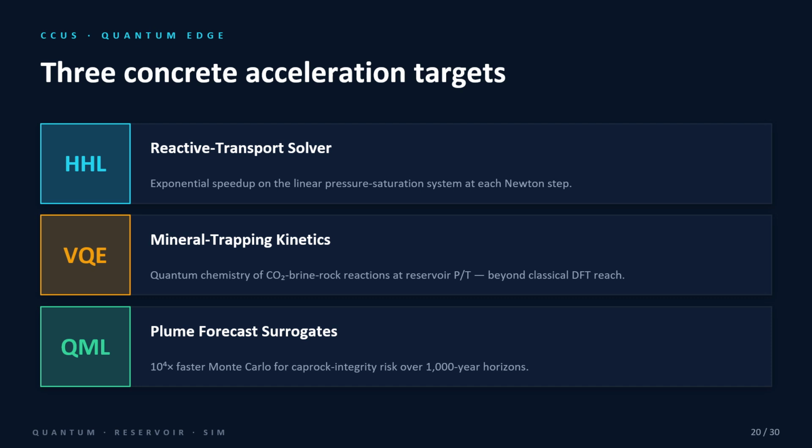Third, quantum machine learning may accelerate plume forecasting. Instead of running thousands of full physics simulations, we can train a surrogate model and use it for rapid uncertainty quantification. The key point is that quantum computing does not need to replace the entire CCUS simulator. It can target the most expensive modules and work as a specialized accelerator in a hybrid workflow.